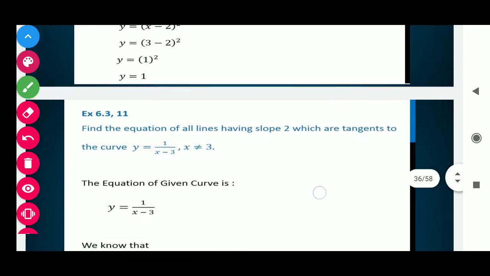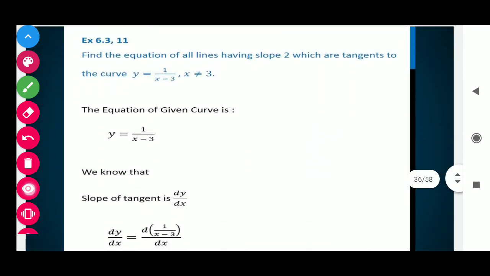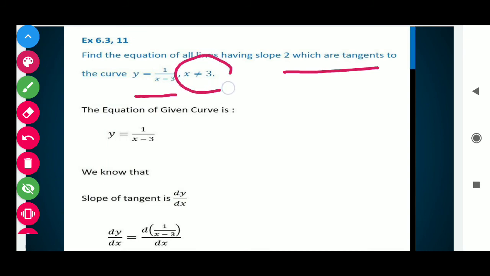Now students, here we have question number 11. This is important. Find the equation of all lines having slope 2 which are tangents to the curve y equals 1 over (x minus 3). Students, we need to find the equations of all lines whose slope is 2 and which are tangent to the curve y equals 1 over (x minus 3), provided that x is not equal to 3, because if we put x equals 3 in this equation then it gives not defined. So students, we can also say that this is the singularity of the given curve.